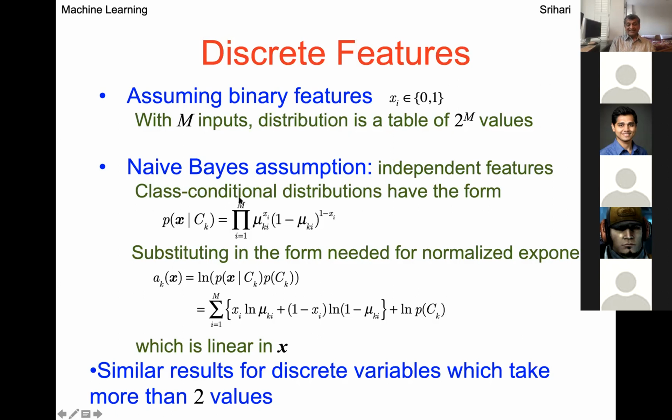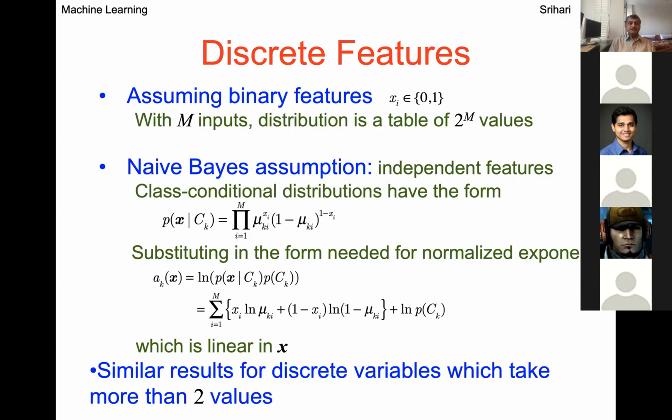We're multiplying m times, corresponding to all the features which are assumed to be independent. That's where the m is. And we are defining a_k in the same way as we defined earlier on. And if we plug in log p(x given ck) into it, it turns out to take on a form which is again linear in x. You've got to take a look at it and see there is no nonlinearity. There's no x times x, and there's a 1 minus x here. So linear in x. Similar results hold for discrete variables that take on more than two values.